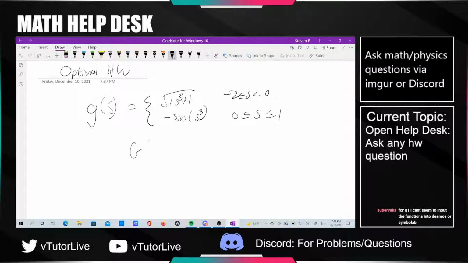And the idea here is that you're talking about some g of x function that is going to be the integral of g of s ds. And the idea behind this problem is you can't seem to input the functions into Desmos or Symbolab. Oh, I see. You're trying.